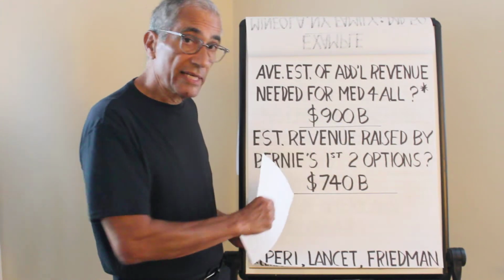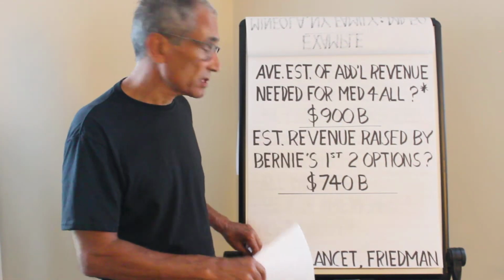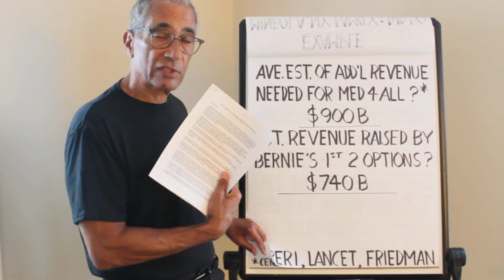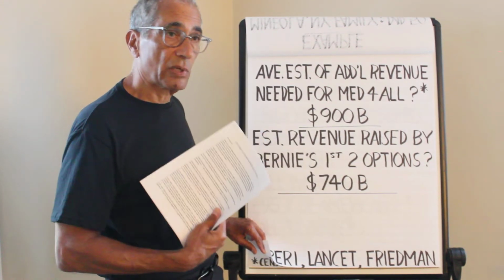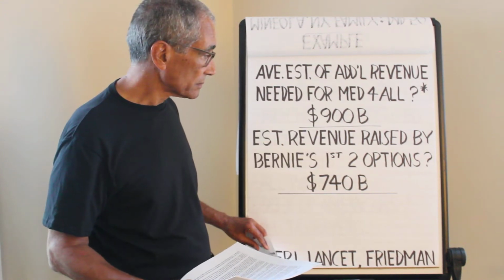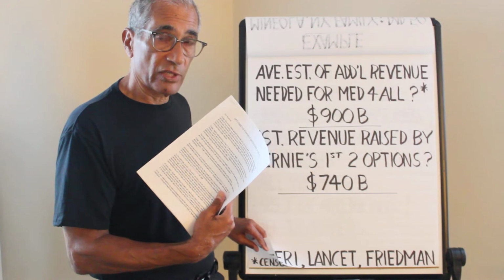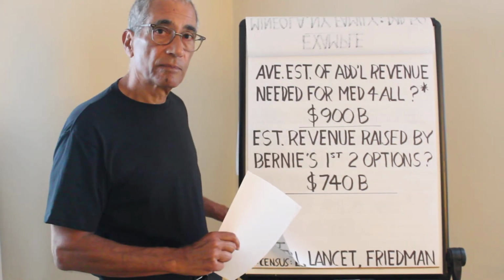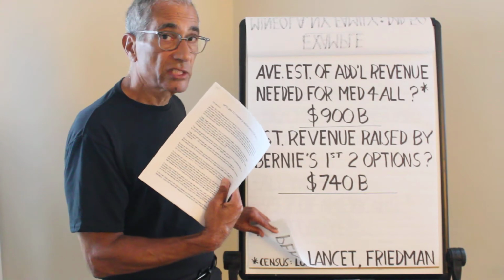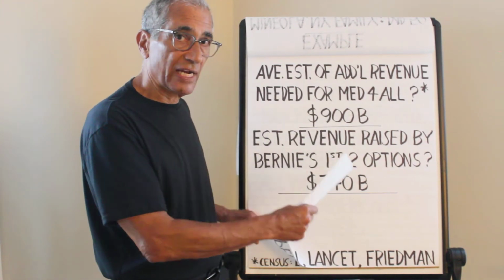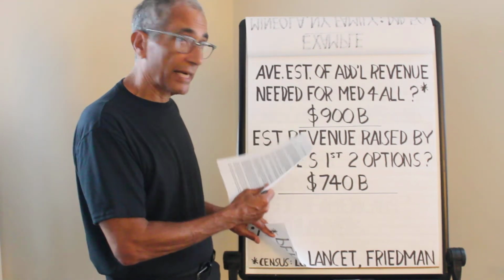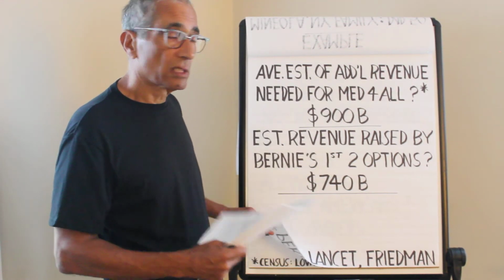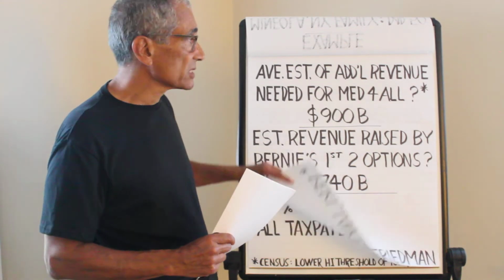The estimated revenue raised, according to the paper, by Bernie's first 2 options is $740 billion, pretty close to the $900 billion, and we haven't even touched on the other 10 options that he has to come up with the money to finance Medicare for All. He doesn't have in here, by the way, reducing the Defense Department budget. I might have included that. In any case, this is not far off. 900 billion easily raised by allowing individuals and families to fund their own insurance at a 4% tax and payroll, including government departments, to go to a 7.5 payroll tax.